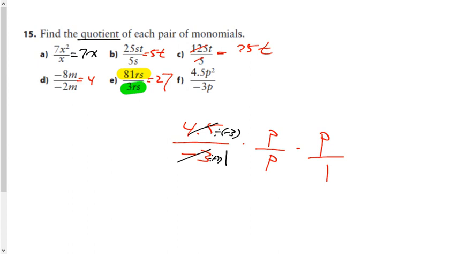So 4.5 divided by negative 3 is going to be a negative 1.5 over 1, multiplied by p over p is going to become 1, multiplied by p over 1 is just going to become a p. Multiply that string together, I get my final answer of negative 1.5p.